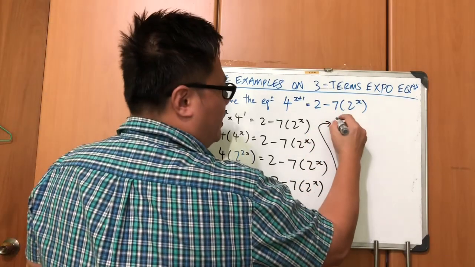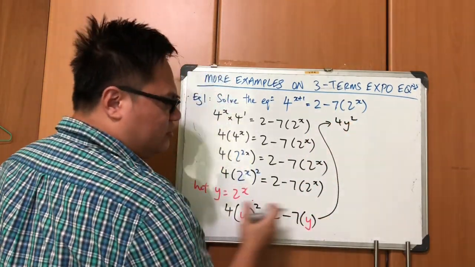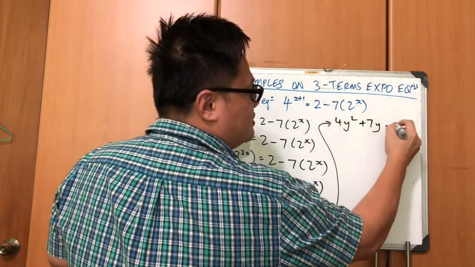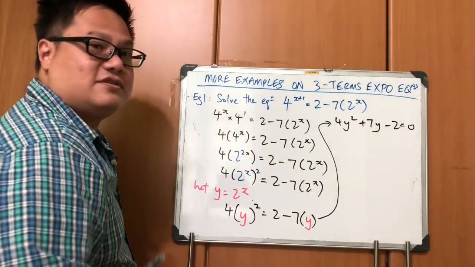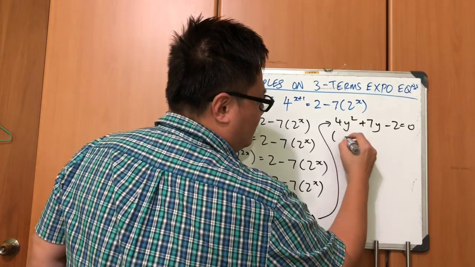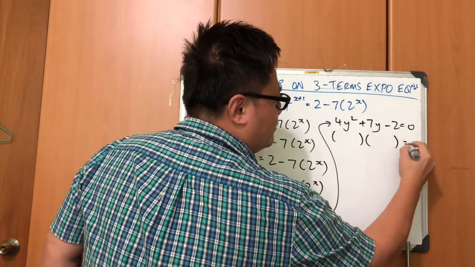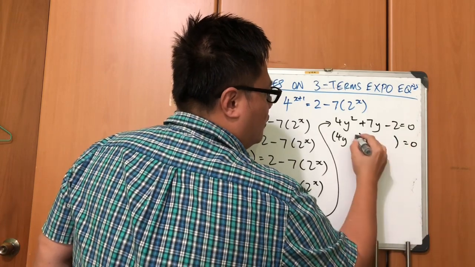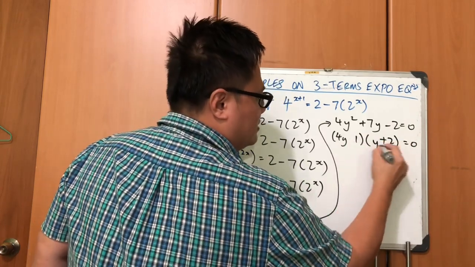So this is 4y squared. Bring everything to the left and make the right-hand side 0. Then I have minus 2 equals 0. Then I can just solve this quadratic equation by factorization. So in this case, let's say this is 4y, this is y, 1, 2, plus minus.